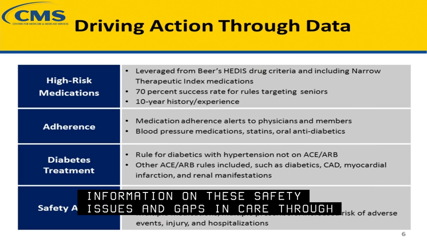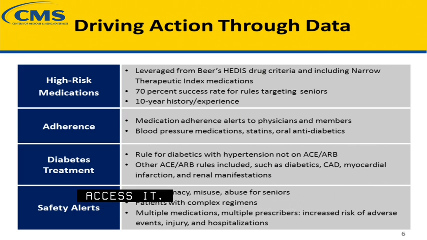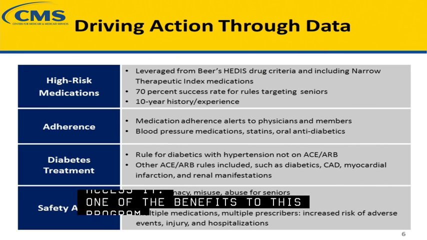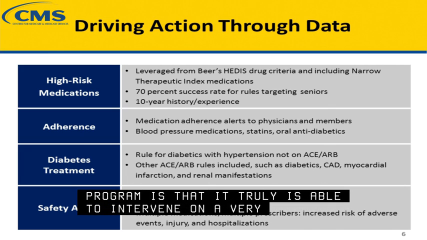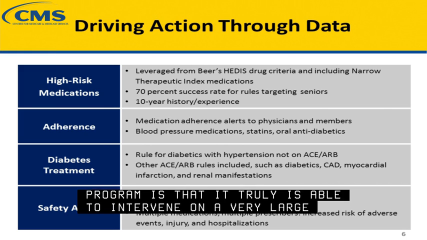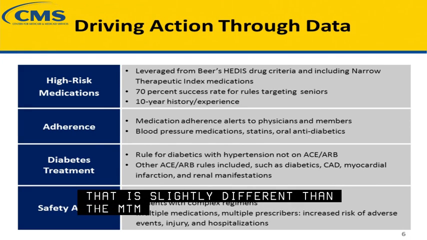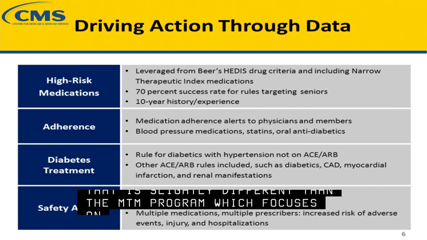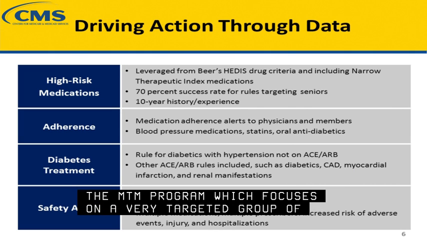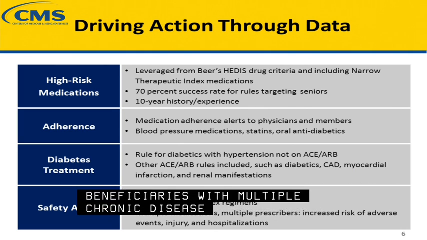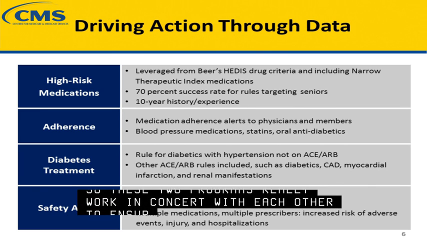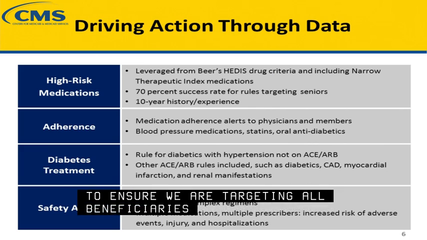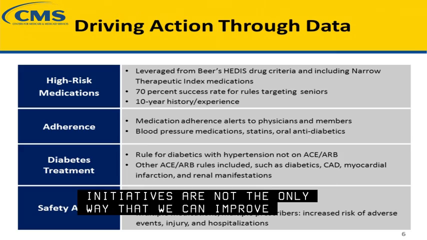One of the benefits to this program is that it truly is able to intervene on a very large population of patients. That is slightly different than the MTM program, which focuses on a very targeted group of beneficiaries with multiple chronic disease states. So these two programs really work in concert with each other to ensure we're really targeting all beneficiaries as appropriate. And as we discussed, clinical initiatives are, of course, not the only way that we can improve outcomes for our members. So I'm going to turn it back over to Becky, who will discuss some of our non-clinical initiatives.